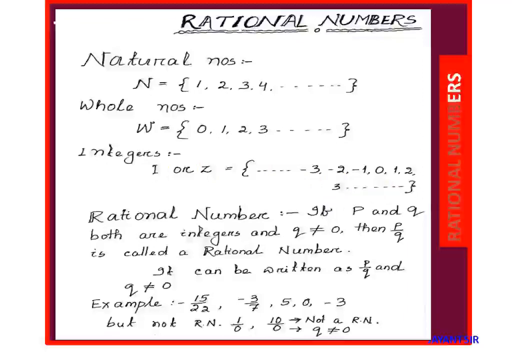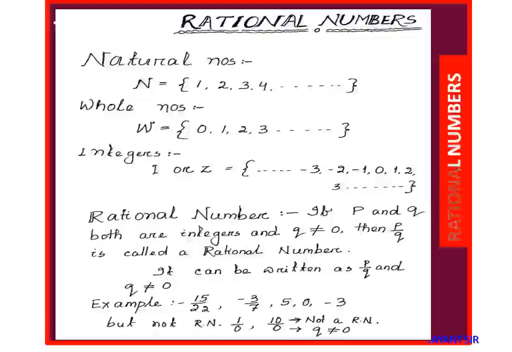Now come to our topic. What is a rational number? If P and Q both are integers and Q is not equal to 0, then P by Q is called a rational number. It can be written as P by Q, and Q not equal to 0. Come to an example, then only you can understand. Here, minus 15 by 22. Here minus 15 is an integer and 22 is an integer, where Q is not equal to 0. That's why minus 15 by 22 is a rational number.